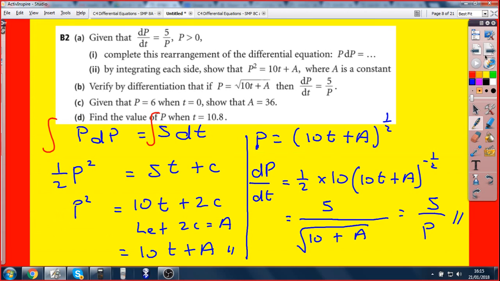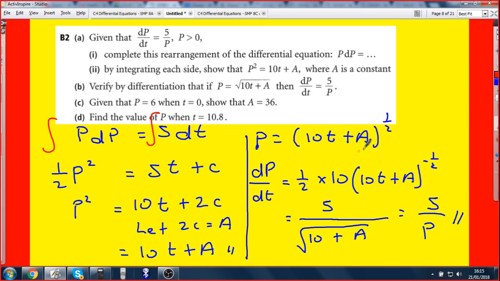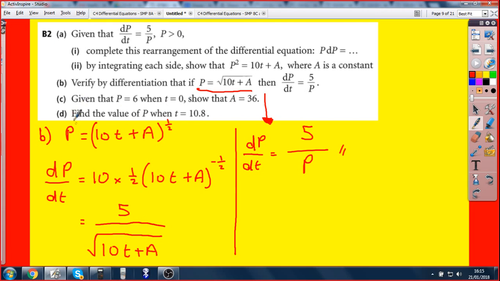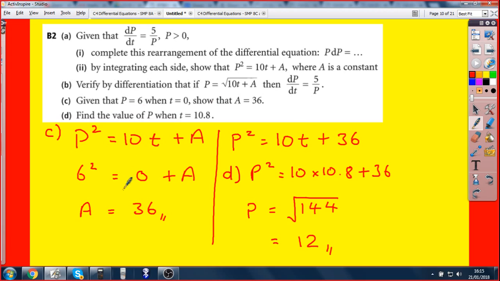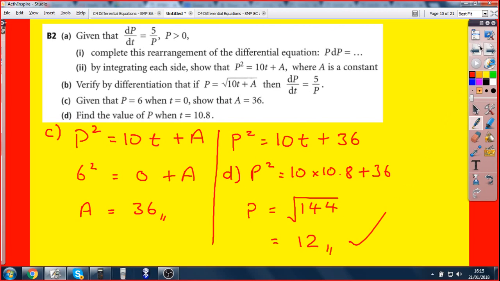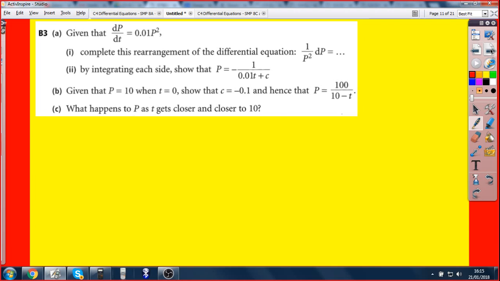So part A, 10t plus a. Then we did that. That was B. Part C, A equals 36. And then D, it's 12. Yeah. Okay. Any questions about anything there? Yeah. Okay. Let's try this one.